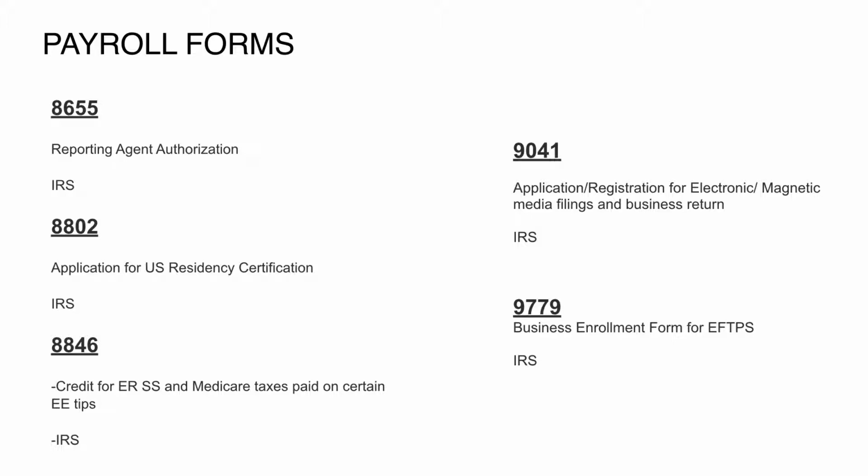Form 8846, Credit for employer Social Security and Medicare taxes paid on certain employee tips, reported to the IRS. Form 9041, Application Registration for Electronic Magnetic Media Filings and Business Return to the IRS. And the last form is Form 9779, Business Enrollment Form for the EFTPS, Electronic Federal Tax Payment System, to the IRS.